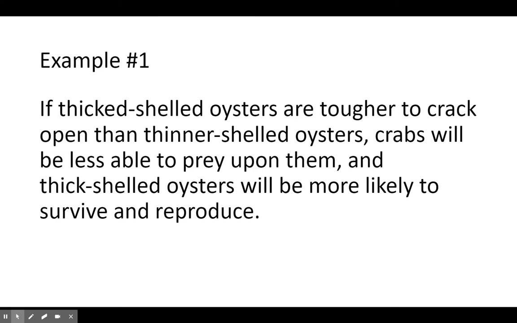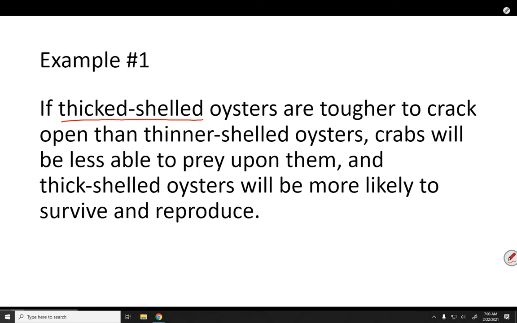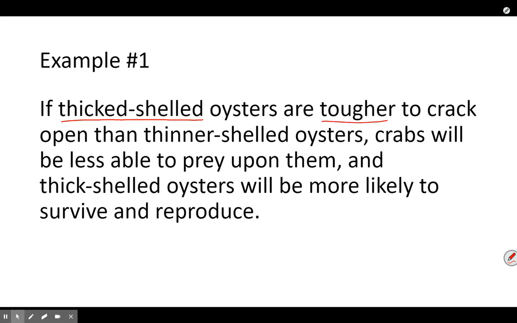Example number one says, if thick-shelled oysters are tougher to crack open than thinner-shelled oysters, crabs will be less able to prey upon them, and thick-shelled oysters will be more likely to survive and reproduce. Now, a couple things we can do here. We understand that we have thick-shelled oysters. Okay, they are tougher. Perfect. So probably means they are going to survive.